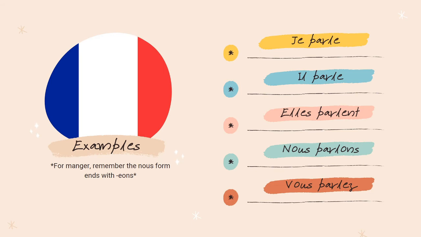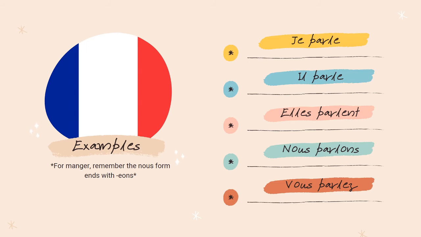Now here is an example of a conjugated verb, and this is parler, which means to speak or to talk. As I mentioned before, all the ER verbs, for the most part, take this form. So you'll see that I simply took out the ER and then added the ending. For je, it's je parle. For il, it's il parle. For elle, it's elle parle. For nous, it's nous parlons. And for vous, it's vous parlez.